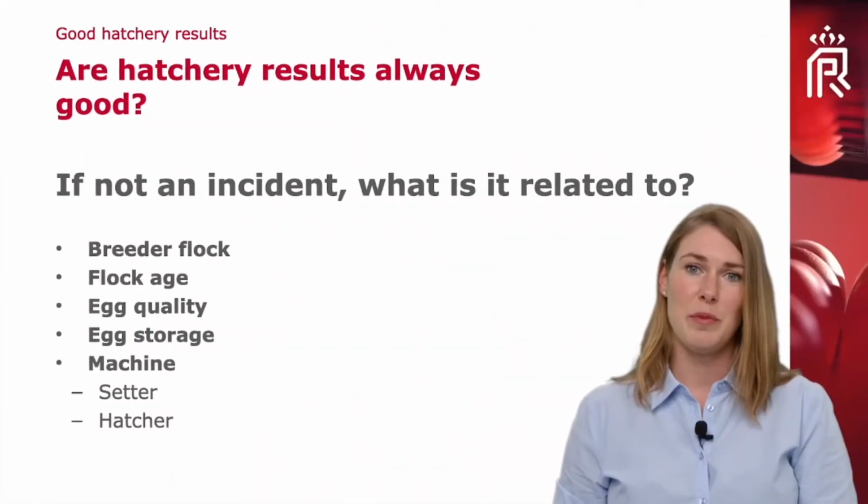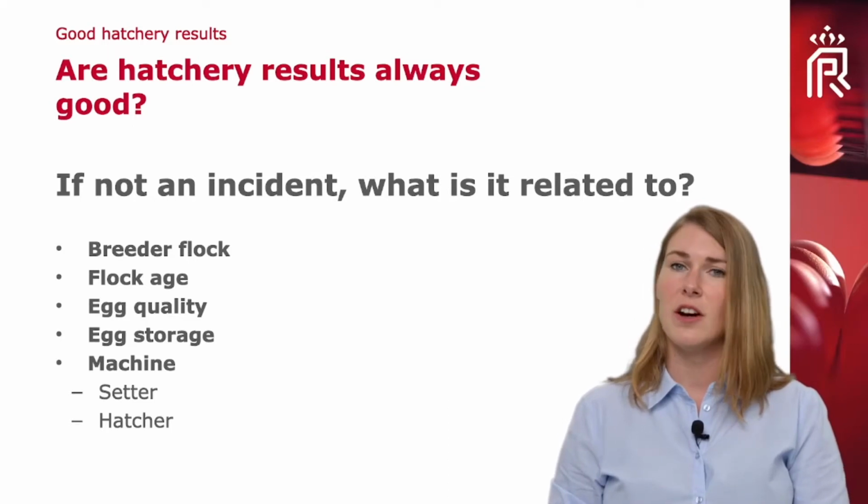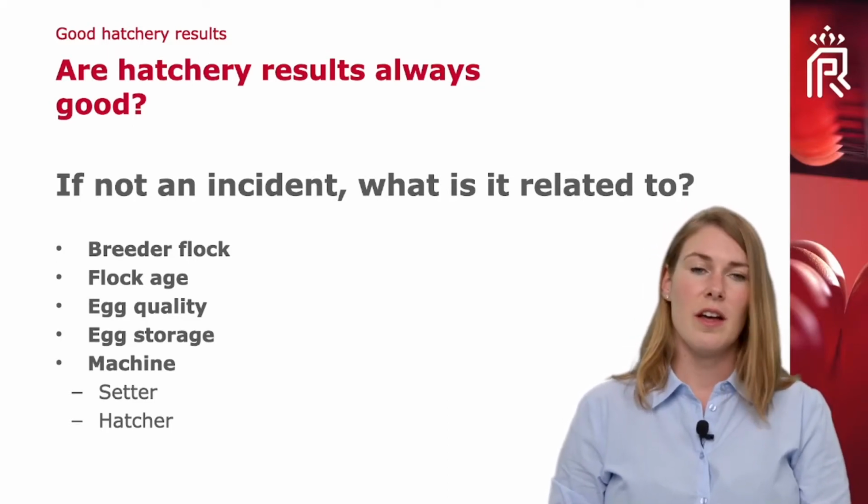But if you find out that it's not an isolated incident, you actually see it's a recurring problem, or maybe you've been seeing it for a while and it tends to get worse, you really need to find out where this problem is coming from. So what can it be related to? I've listed a number of things. There are multiple things that have an influence on your hatch result.